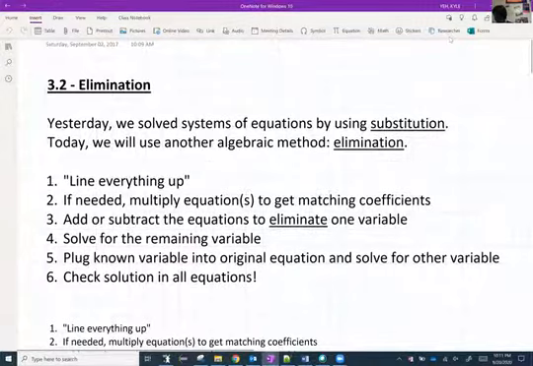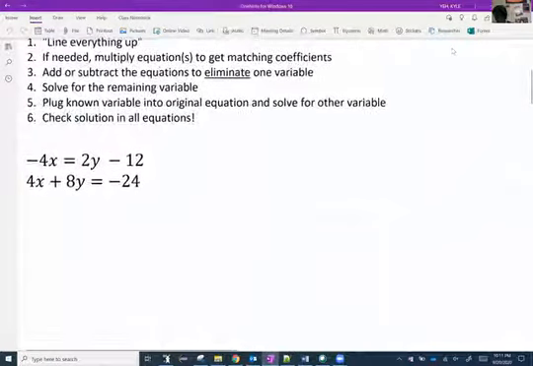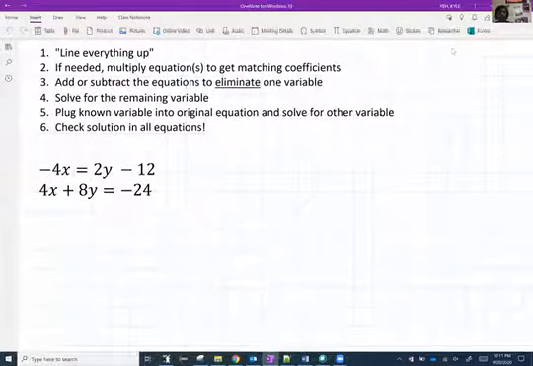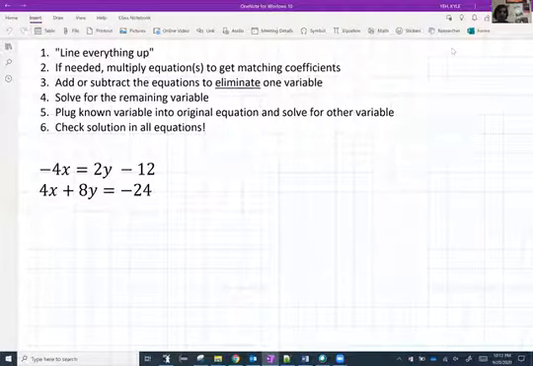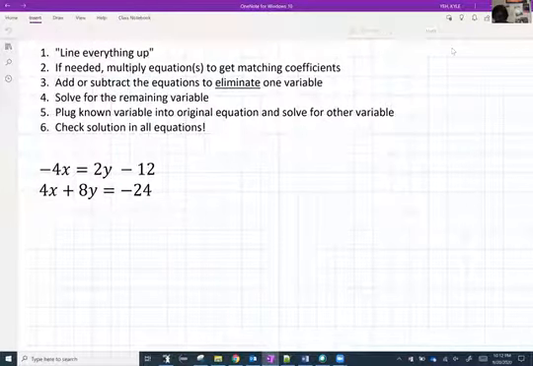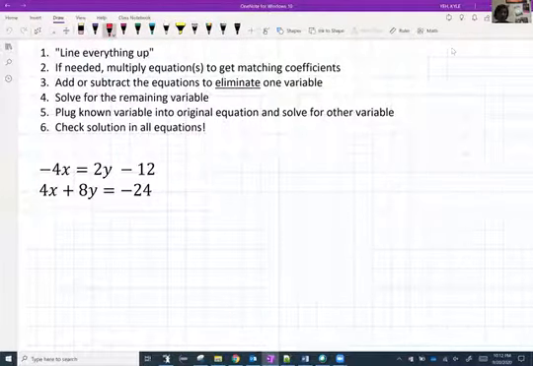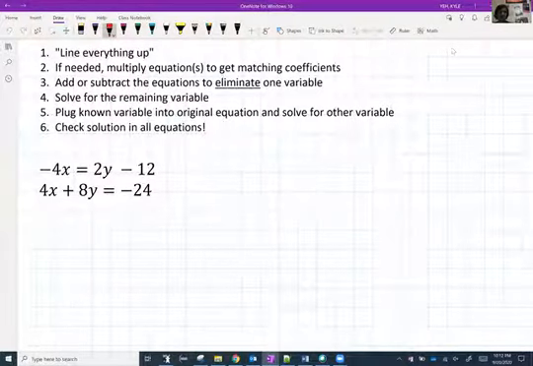So right here, here's the first problem we'll be looking at today. Negative 4x equals 2y minus 12, and 4x plus 8y equals negative 24. Now, step 1 says line everything up. And what I mean by that is we want the x's in both equations to be on the same side of the equal sign, the y's to be on the same side of the equal sign. We want the equal signs to be lined up, and we want the constant, just the number, to be on the same side of the equal sign.